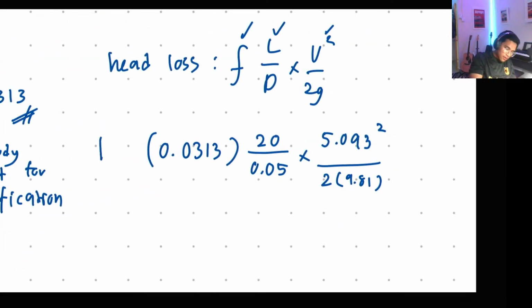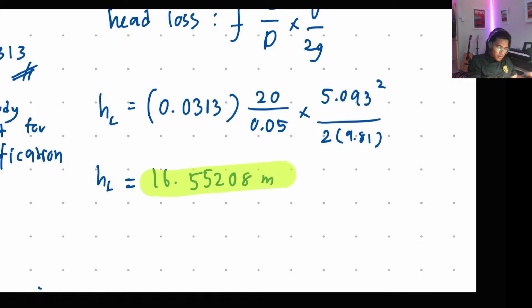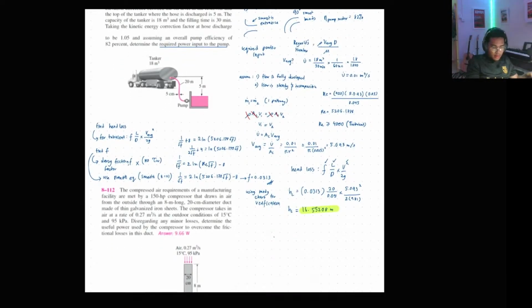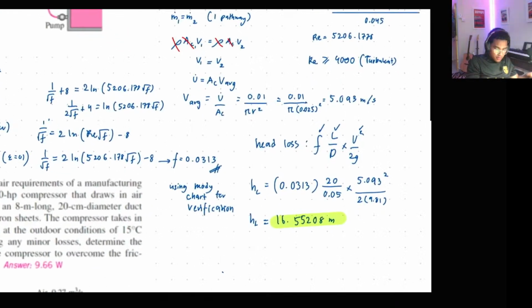Okay, so now we resume here. How much do we get? 0.0313 times 20 over 0.05 times 5.093 squared over 2 times 9.81. We get 16.55208 meters. Okay, did you guys get this one? The head loss, did you get it? It's okay if not.